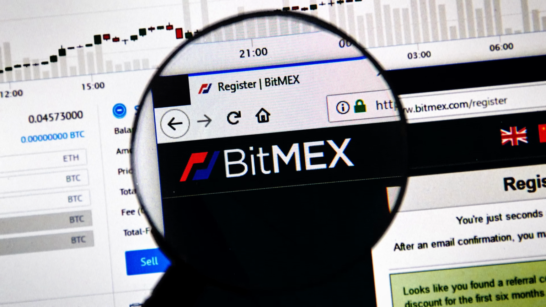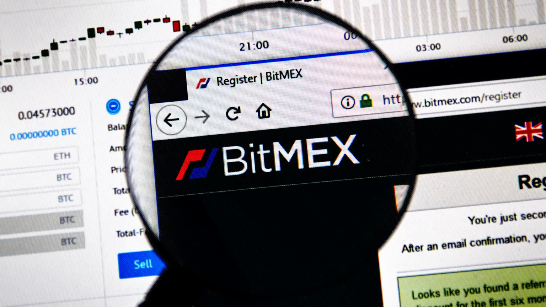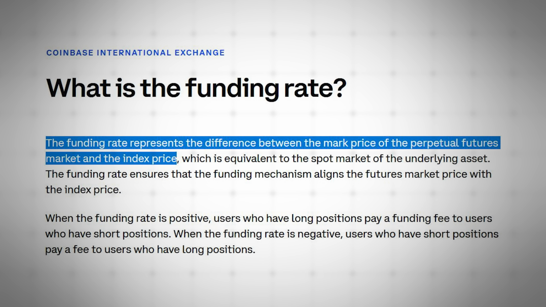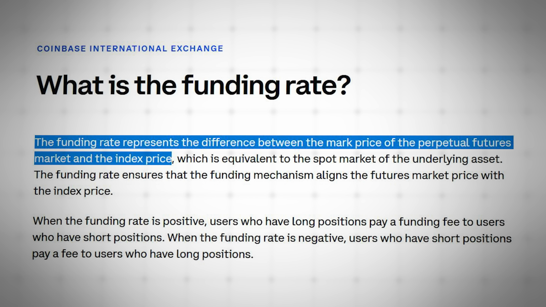And here's a fun fact actually. Perpetual futures mechanisms were actually first popularized in crypto on exchanges like BitMEX, for example. Anyways, this funding rate is important for these perpetual futures as they are a mechanism used to keep the perp price close to the underlying spot asset.